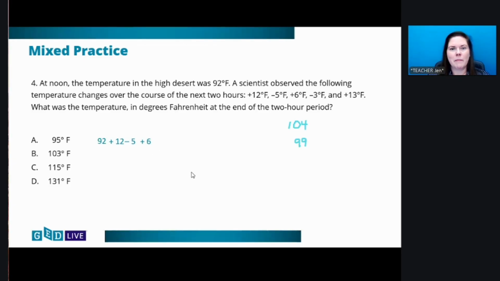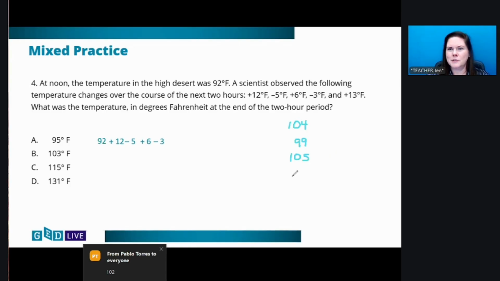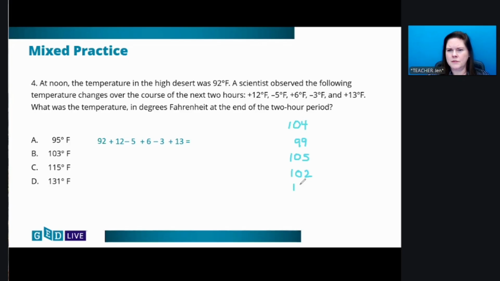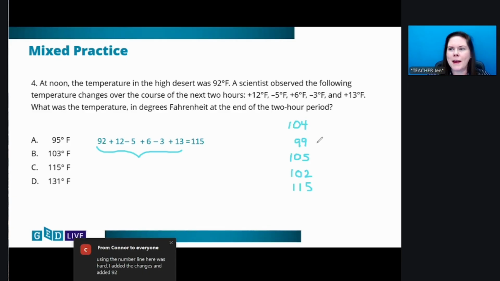Adding 6. Okay, so now we're at 105. Subtracting 3. Now we're at 102. And then adding 13 degrees. Oh my. Adding 13. So we're at 115. That's really way too hot. So 115 is the correct answer to this question. And you can put the numbers all together at once, the way I'm showing you with the bracket there, but I like to do it piece by piece, little step at a time to make it more manageable.